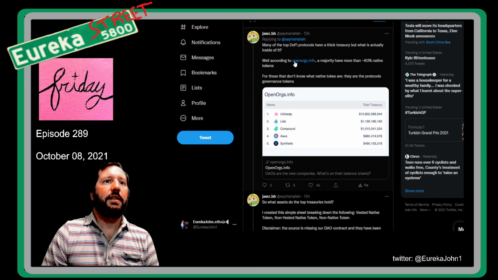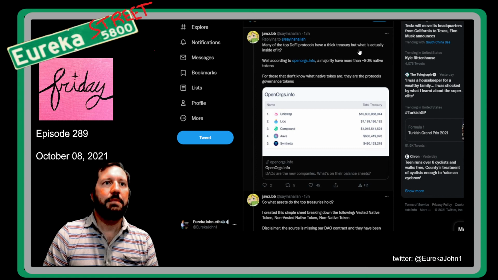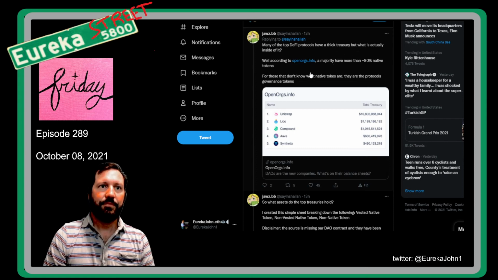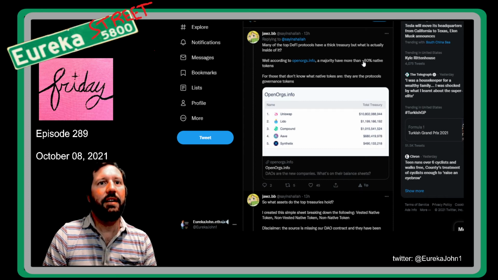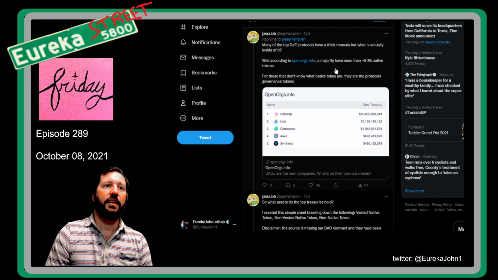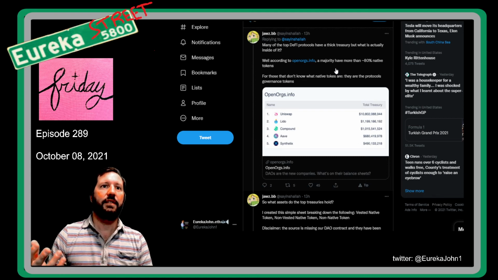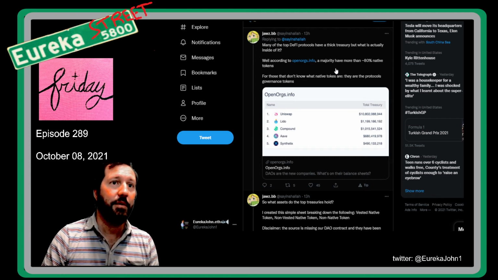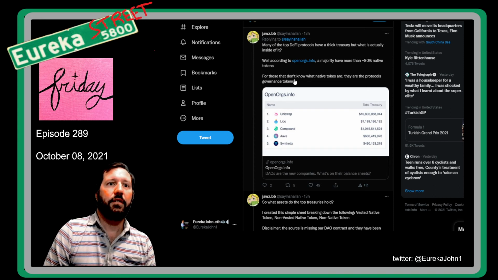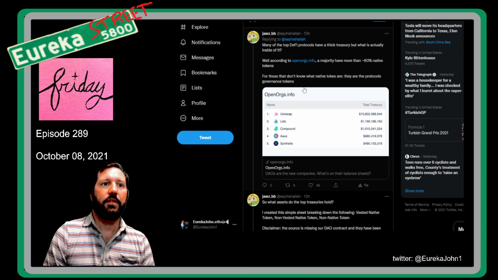So I wanted to take a look here at this one. Many of the DeFi protocols have a thick treasury, but what is actually inside of it? That's a good point. Well, according to OpenOrgs.info, a majority of more than approximately 80% native tokens are in those treasuries. So a lot of these DeFi protocols are basically funding themselves with their own tokens. For those that don't know what native tokens are, they're the protocol's governance tokens.